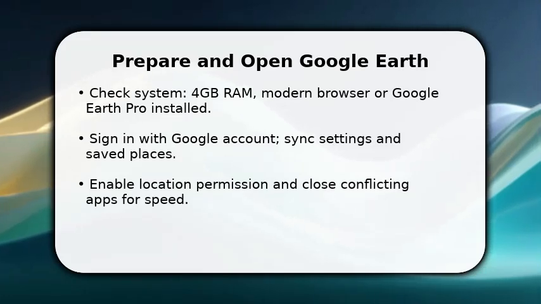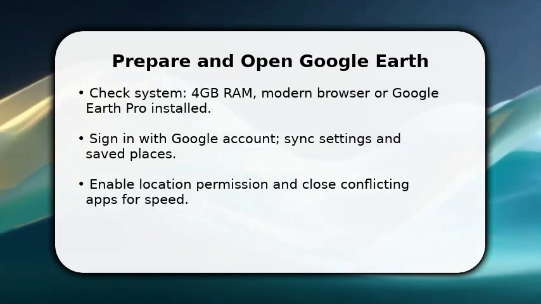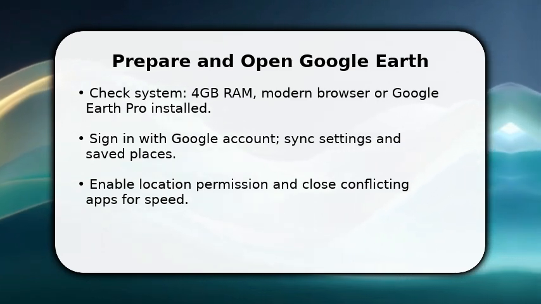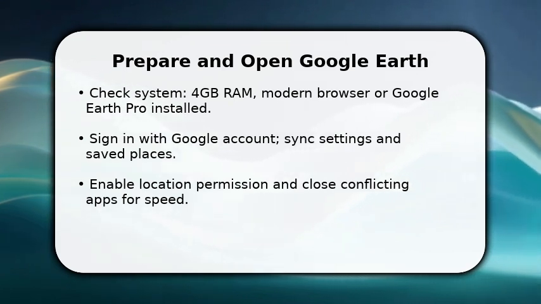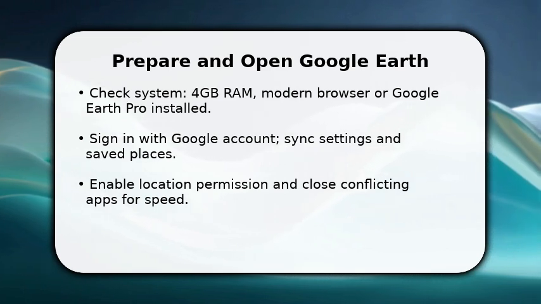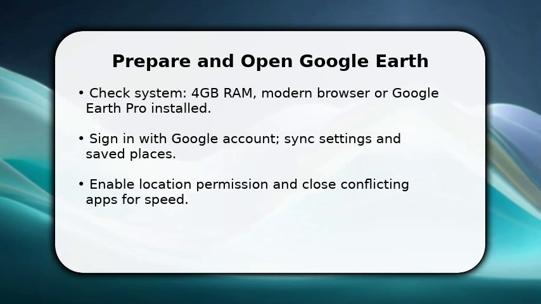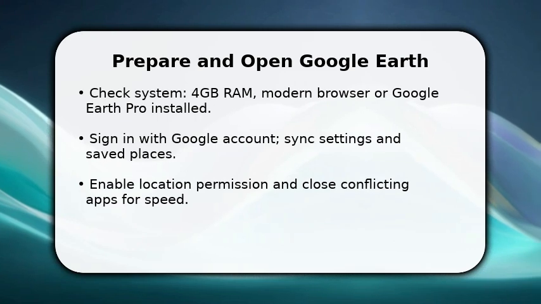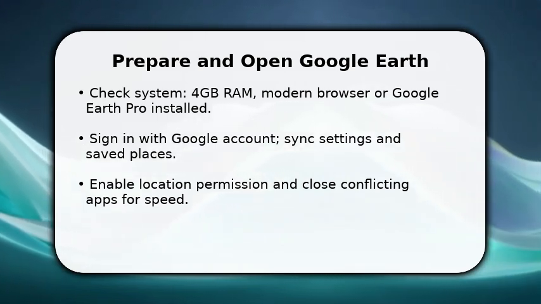You start by confirming your laptop meets basic needs and that Google Earth or a modern browser is ready. This reduces lag and crashes. Once done, sign in with your Google account so your places and history sync across devices. Make sure location permission is enabled in your browser or app settings. That lets Earth center on your position. Close heavy apps to free memory. Now open Google Earth and choose Web or Pro depending on your preference, and you're ready for the first navigation steps.